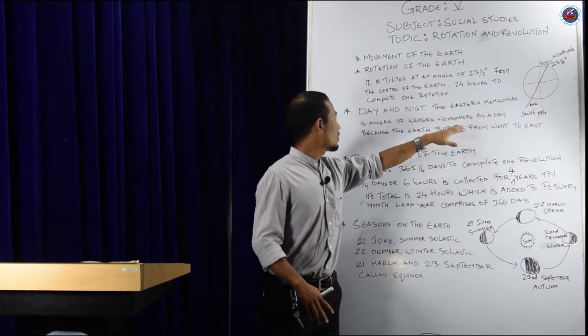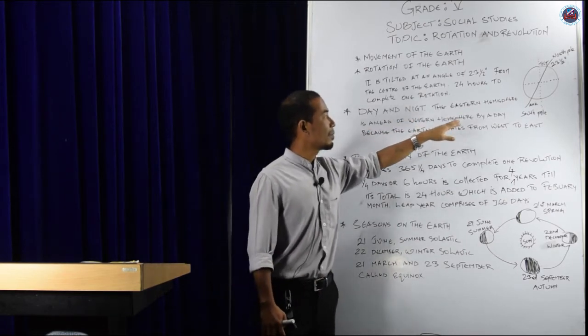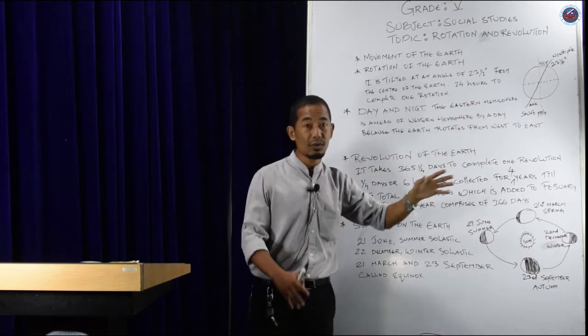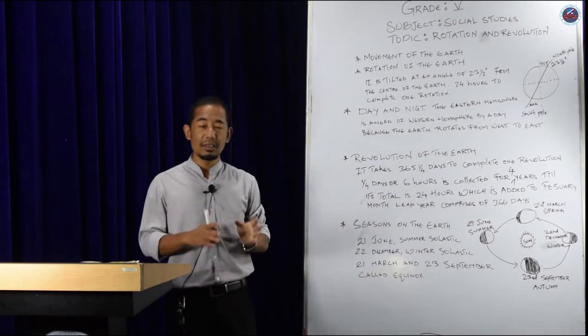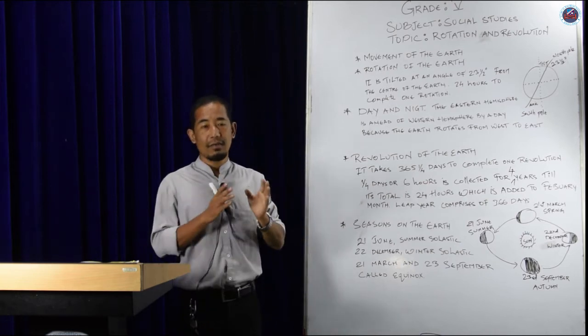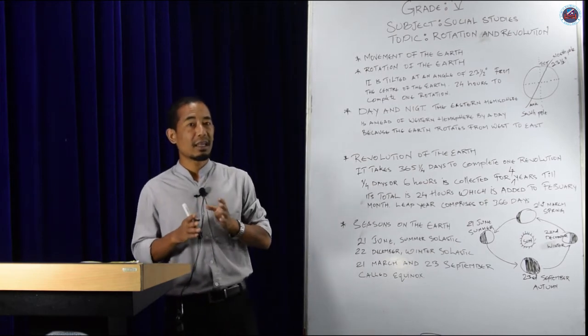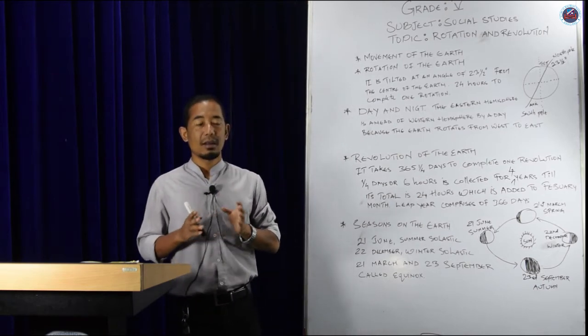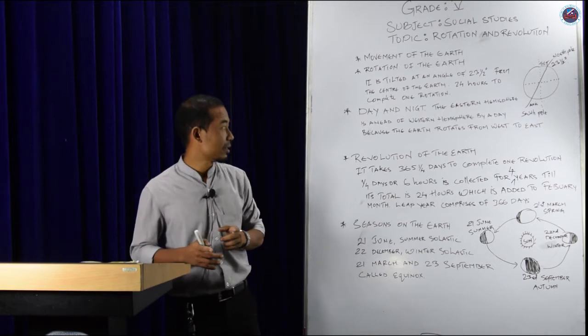The eastern hemisphere is ahead of the western hemisphere by a day because the earth rotates from west to east, and that is the reason why it is 1st of January in India and it is 31st of December in USA.